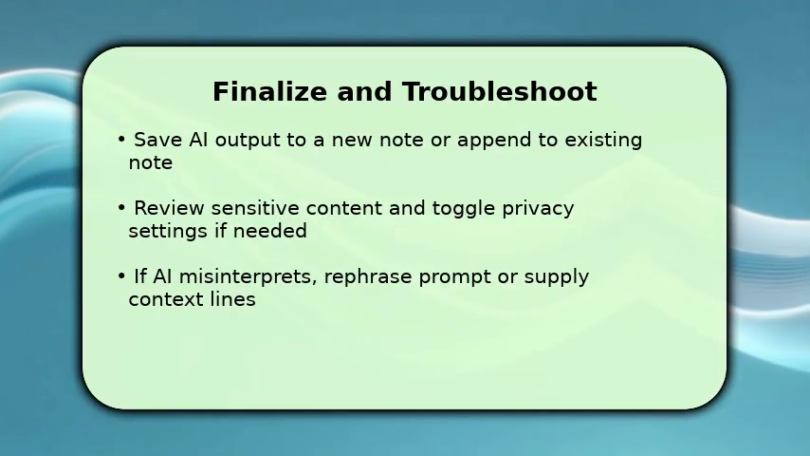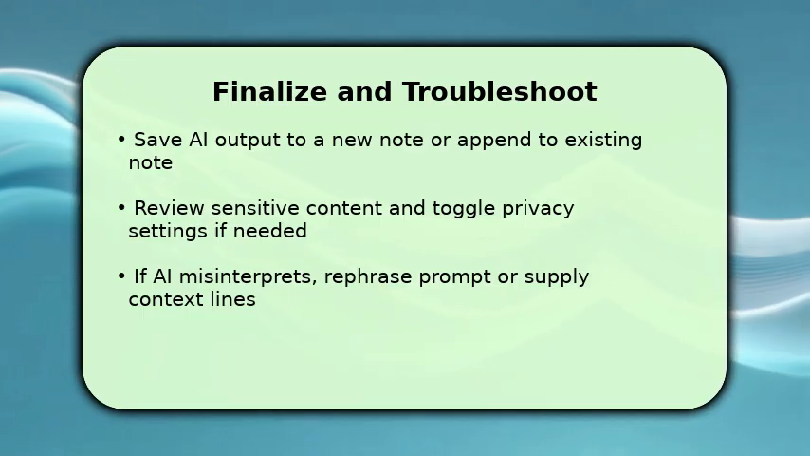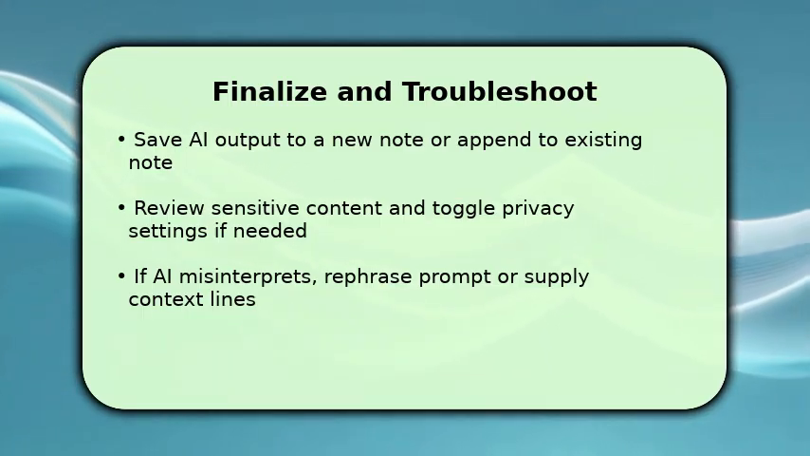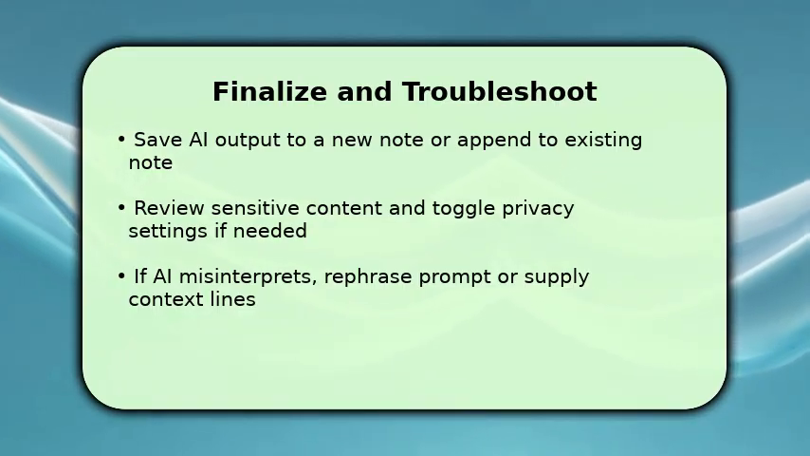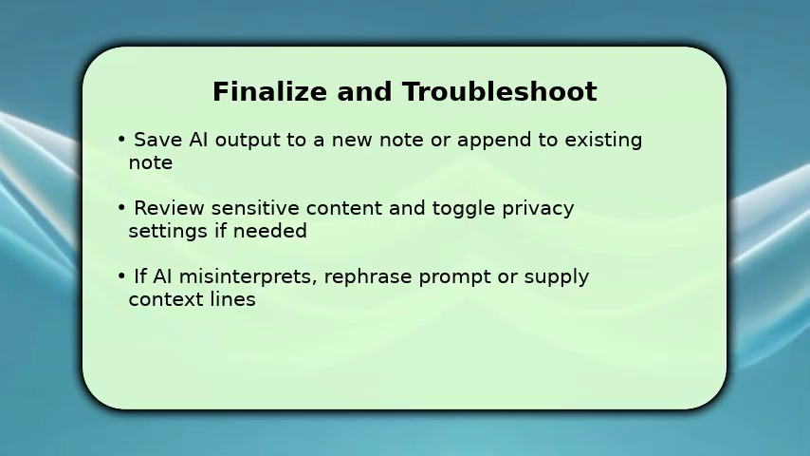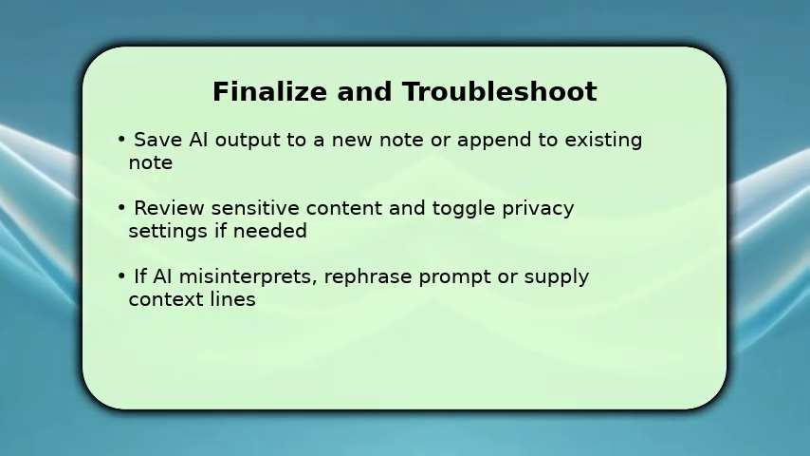If the AI misinterprets a passage, rephrase your prompt with more context, include example lines, or break the request into smaller steps. This usually fixes accuracy issues. That one troubleshooting tip will resolve most common problems.